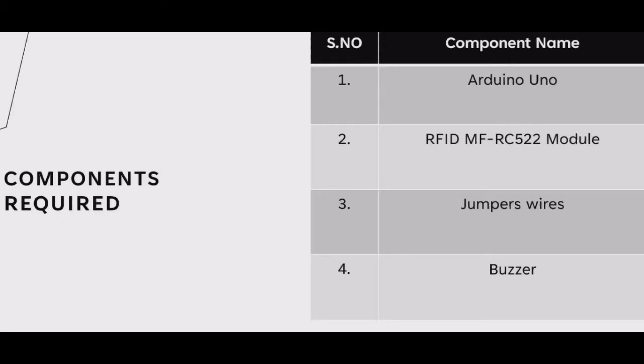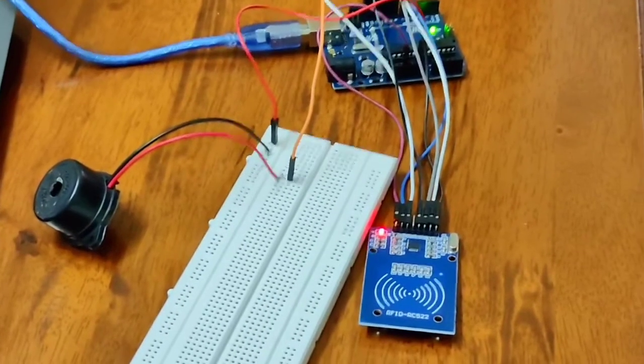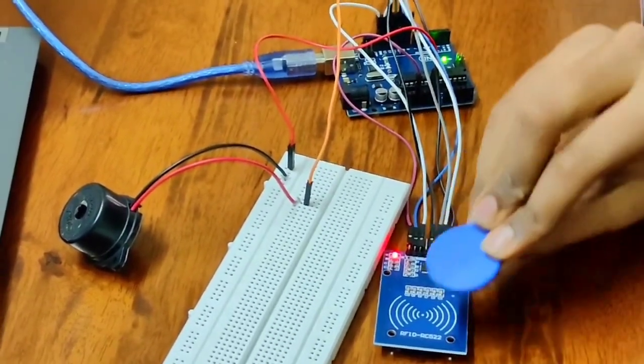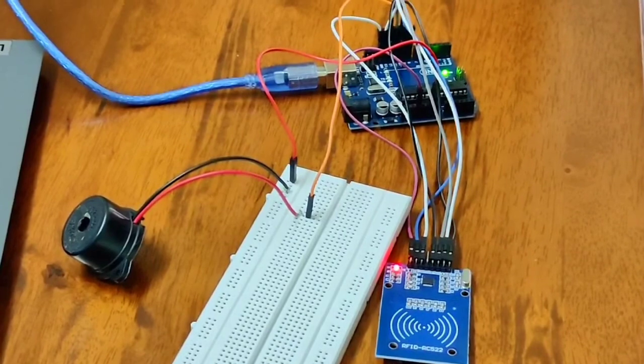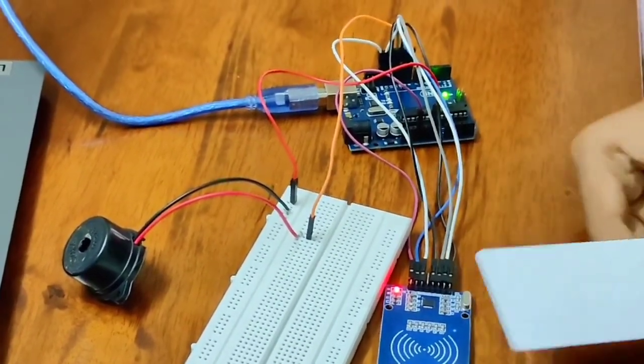The components required for making a smart attendance system are Arduino Uno, RFID RC522 module, jumper wires, and a buzzer. An RFID tag with suitable frequency is tapped on the RFID sensor. A buzzer sound is produced indicating that the card is read, and simultaneously you can see that the data is transferred to an Excel sheet.